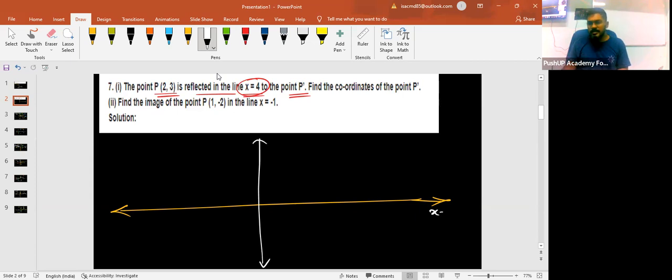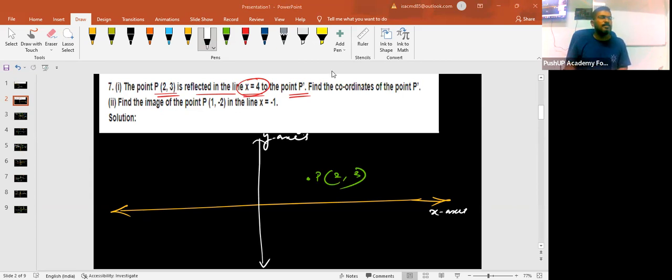This is your x-axis and this is your y-axis. Okay, where is your point P? (2, 3). (2, 3) means it will be lying somewhere over here. P (2, 3). All right, very good, Maria.